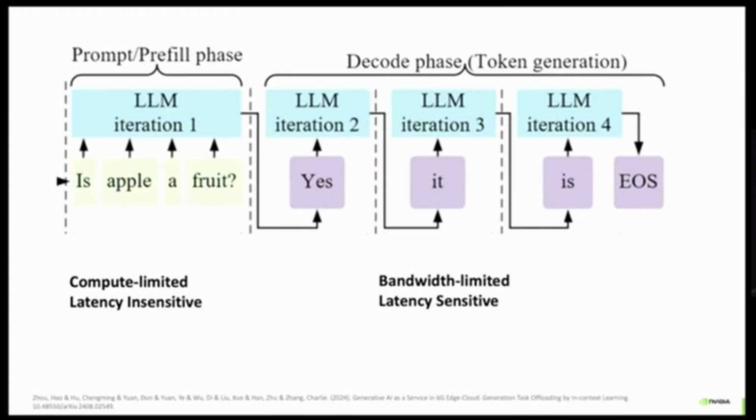But then I get into the decode phase, which is an autoregressive phase. Every token depends on the preceding token, and I've got to go through all 80 layers if it's Llama 70B, and more for some other models. And it's very latency sensitive, and it's also very bandwidth sensitive, because I have to read the entire model for each token. Every one of those 70 billion or 405 billion parameters has to be read.